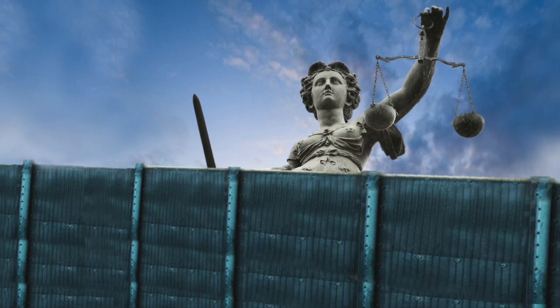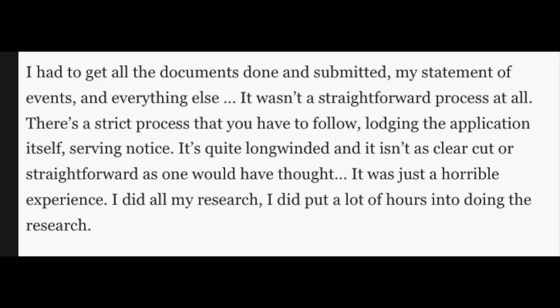The academic report we mentioned has interviews with people who have done judicial reviews themselves. It interviews someone called Gladstone who says it wasn't a straightforward process at all. There's a strict process that you have to follow, lodging the application itself, serving notice. It's quite long-winded and it isn't as clear-cut or straightforward as one would have thought. It was just a horrible experience.